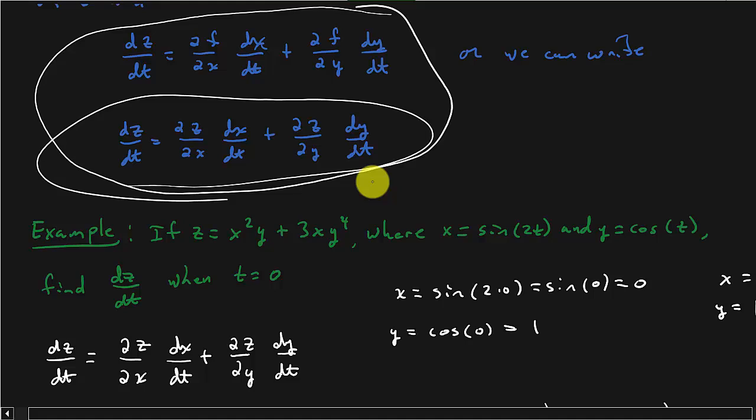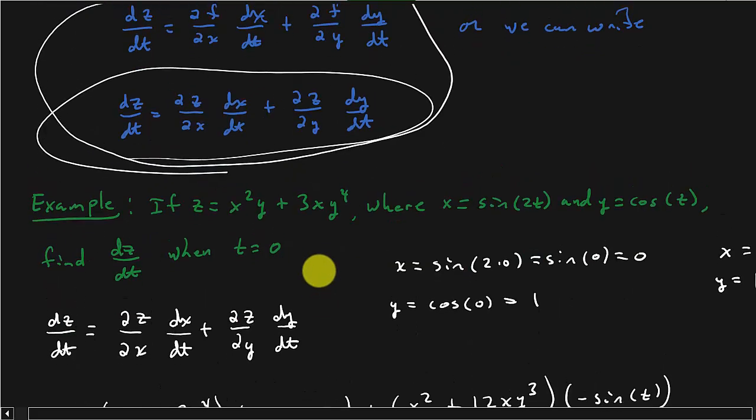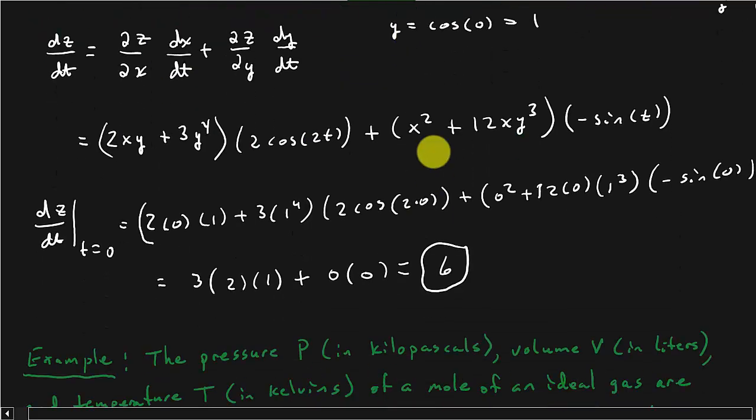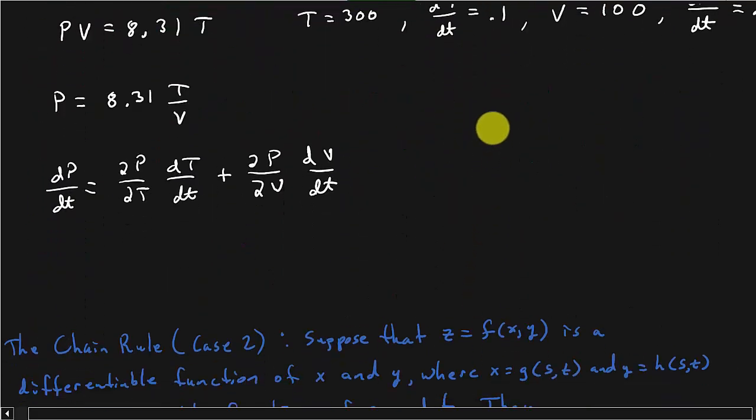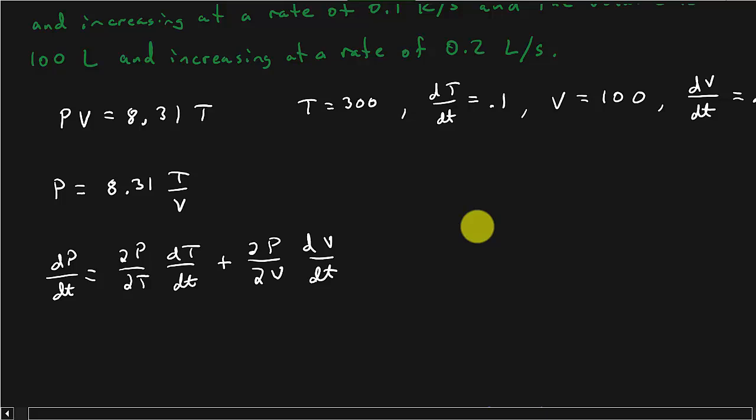Okay. See, I've got P equals. So I'm finding the derivative of P with respect to T. Okay. And instead of X and Y, what do I have? Capital T and capital V. Okay. All right. So let's go ahead and find that.